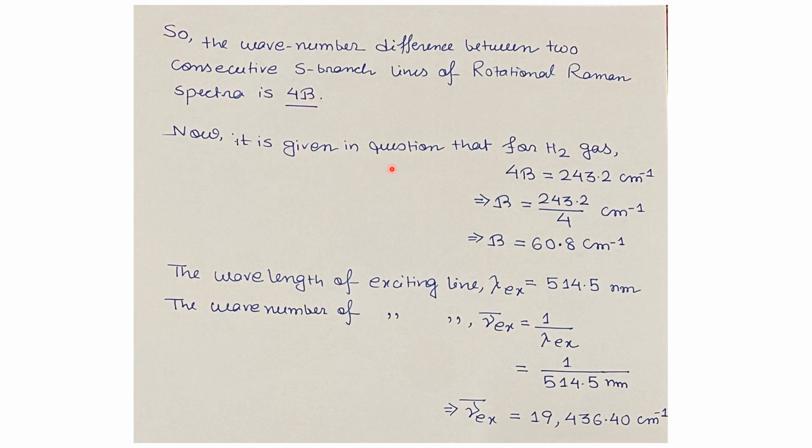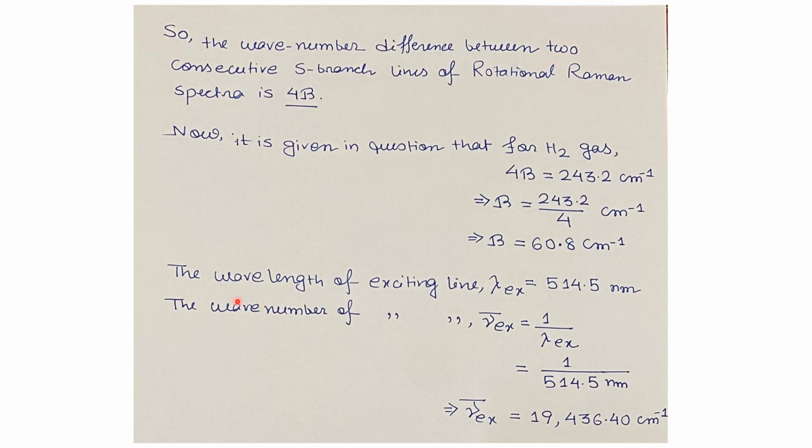Now it is given in the question that for the diatomic H2 gas, that is the hydrogen gas, 4B equals 243.2 centimeter inverse. So from this we can calculate the rotational constant for the hydrogen gas system. So for that, B equals 60.8 centimeter inverse.